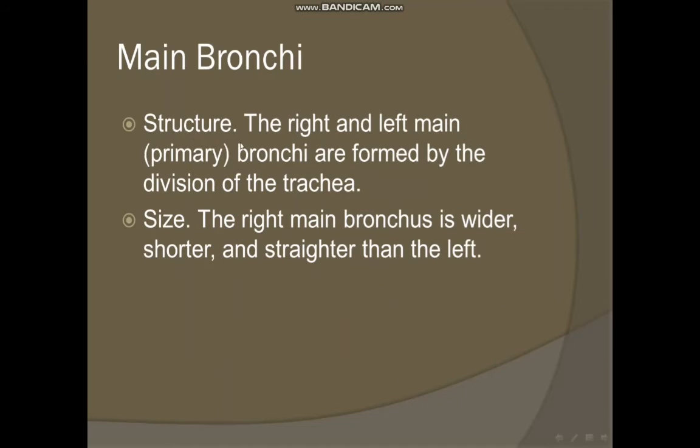Main bronchi structure. The right and left main bronchi are formed by the division of the trachea, making for us the main bronchi. Size. The right main bronchus is wider, shorter, and straighter than the left, because the right lung is bigger.